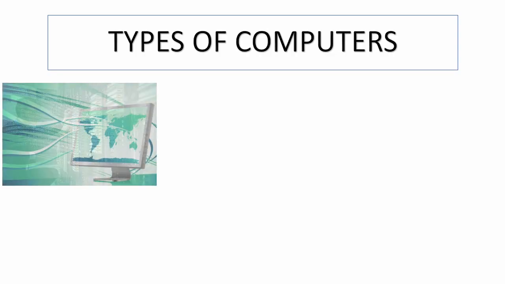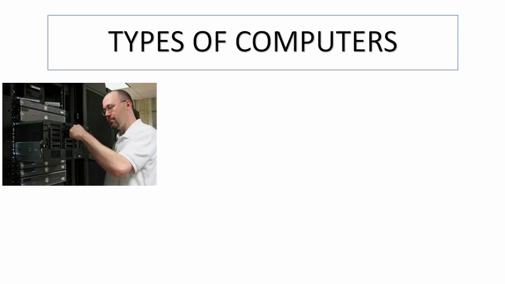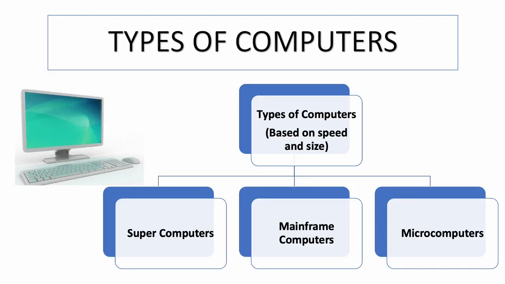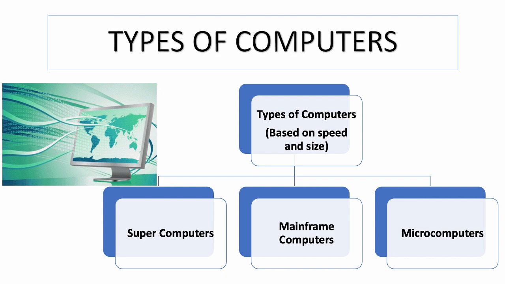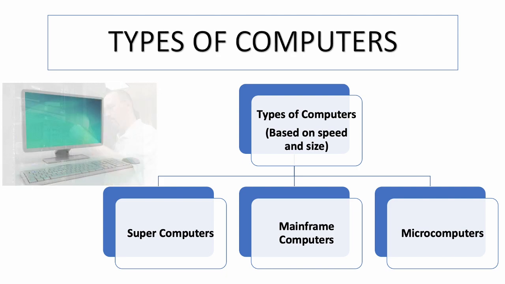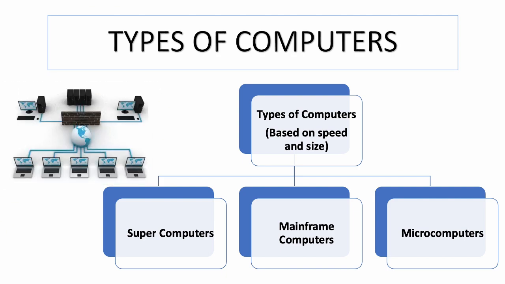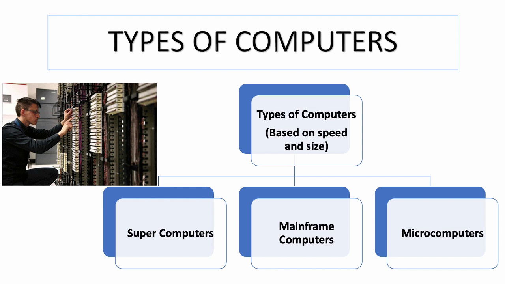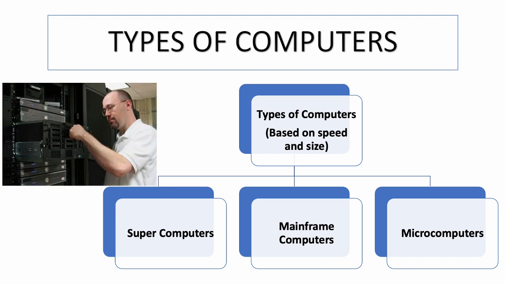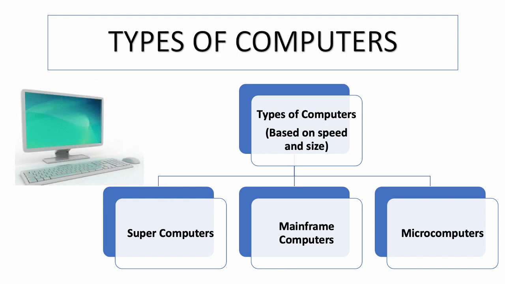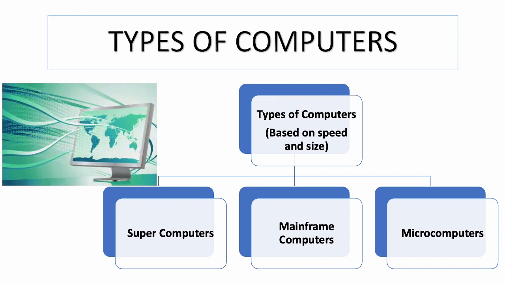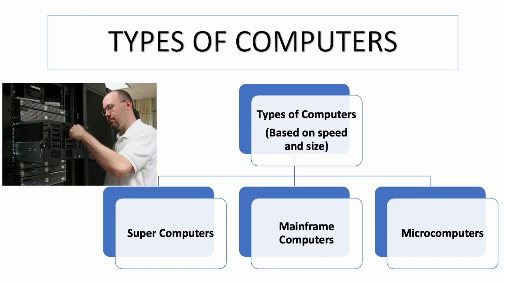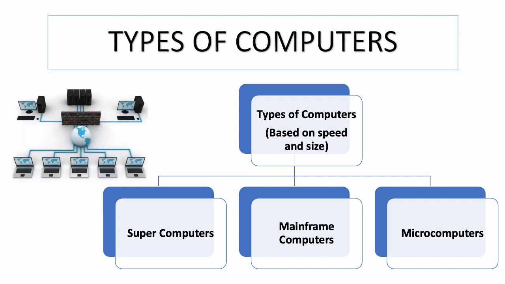What are the types of computers? We can classify computers based on their size and speed. Supercomputers are the most powerful and expensive, used for tasks like weather forecasting. Mainframe computers are large systems that support many users simultaneously. Microcomputers, such as desktops and laptops, are smaller and more common.